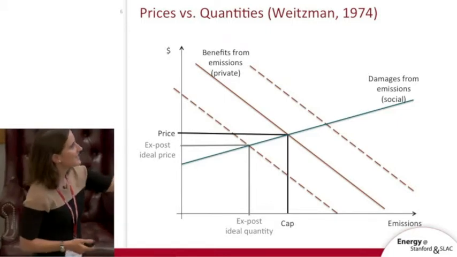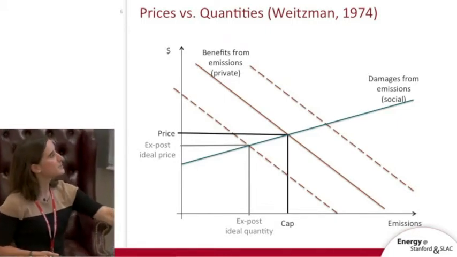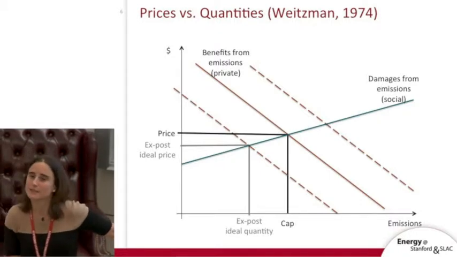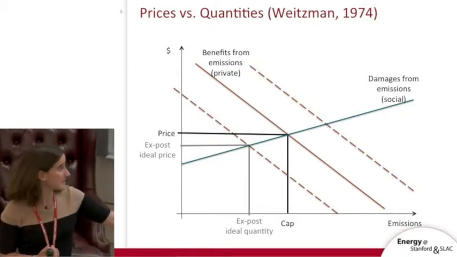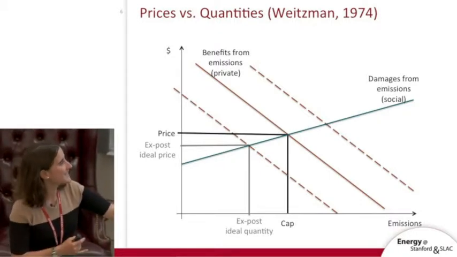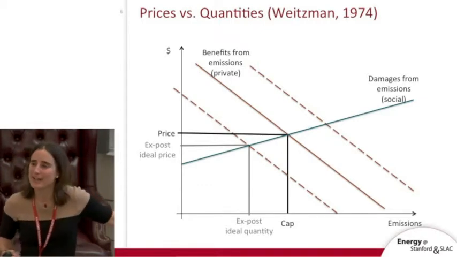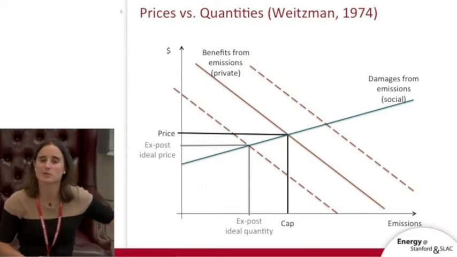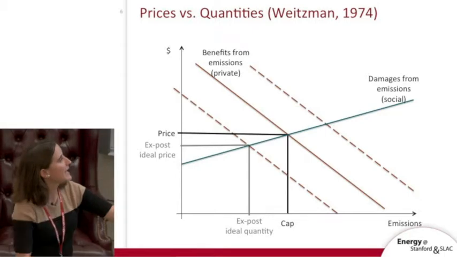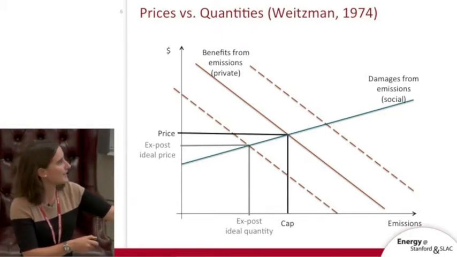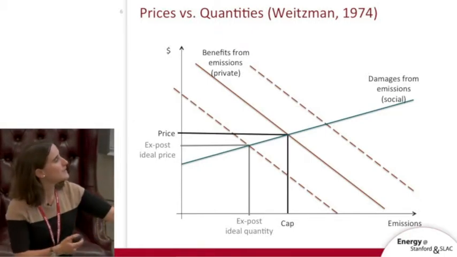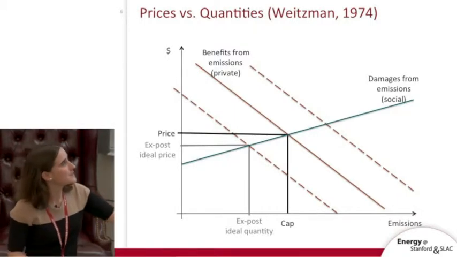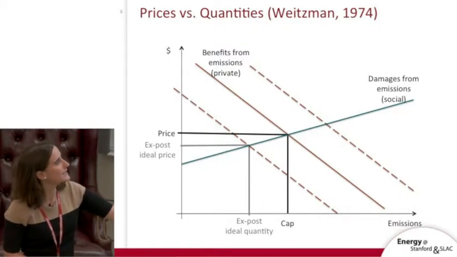So imagine they are lower. What will happen ex post is that the price was not right. We had too high of a price. What's even worse is that ex post, our cap was too loose. It was too generous. We wanted to have a more stringent cap. So what are the costs of having this policy not working quite right?